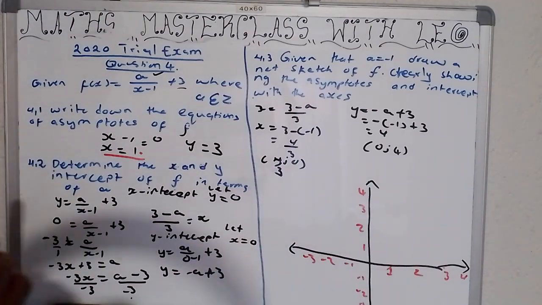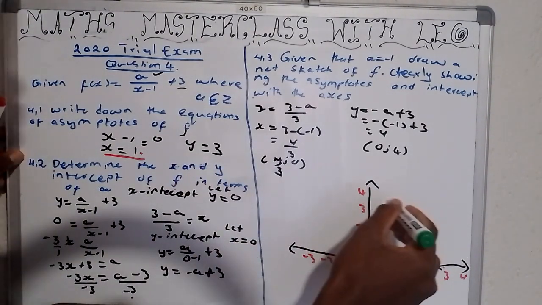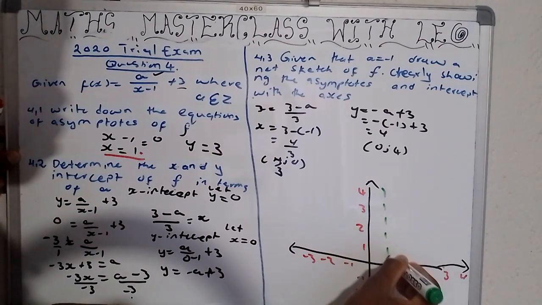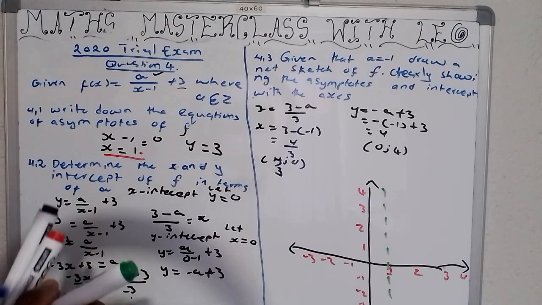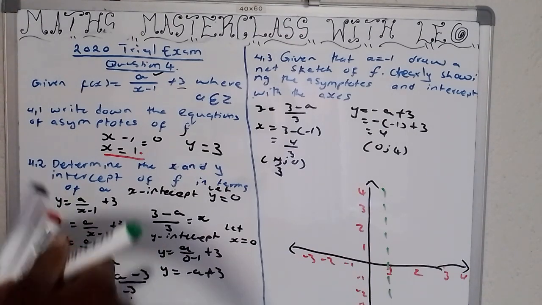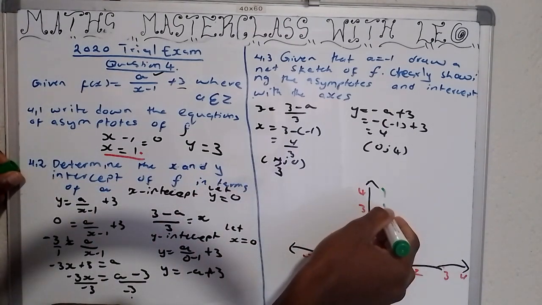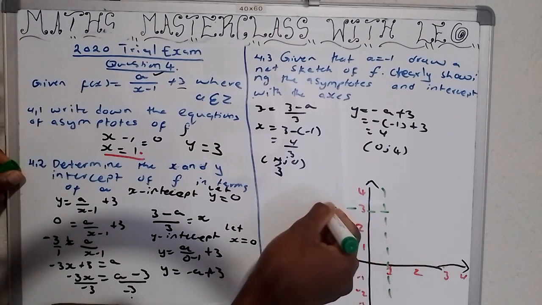So I'm gonna have something like this here. Right? Something like that. And then I have the horizontal asymptote at y is equal to 3. Here. There.